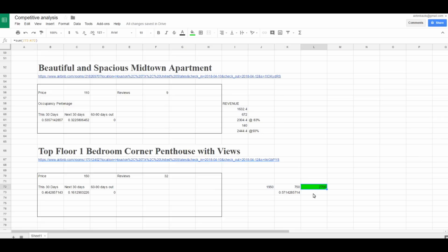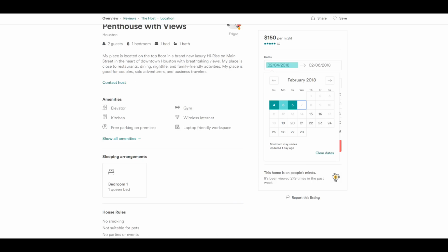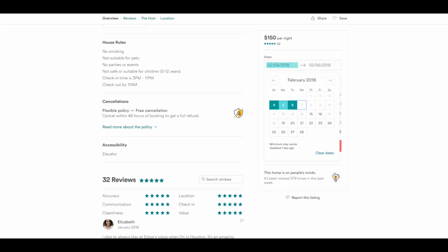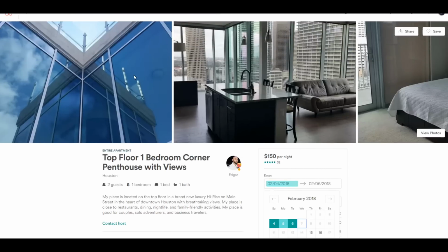So what you'll see is if you charge $150 a night for a high-end high-rise, single bedroom, up top of, this is Sky House in Houston. This is actually one of the original Sky Houses. You charge $150 a night at 53% occupancy, you'll make $2,700.